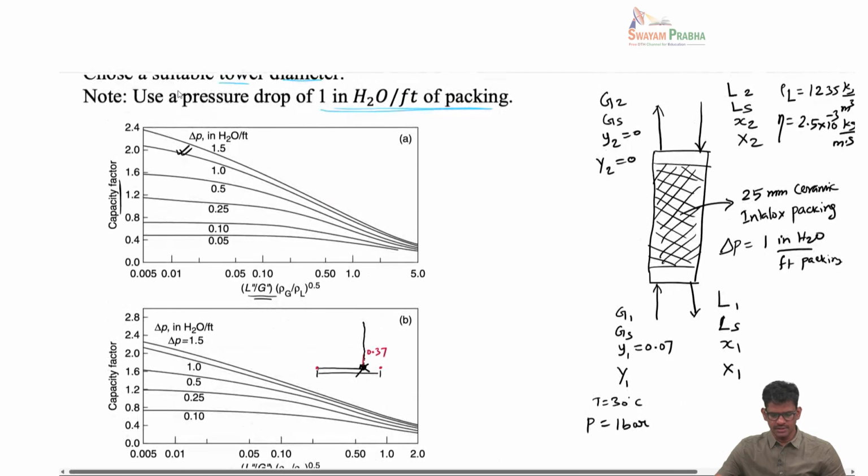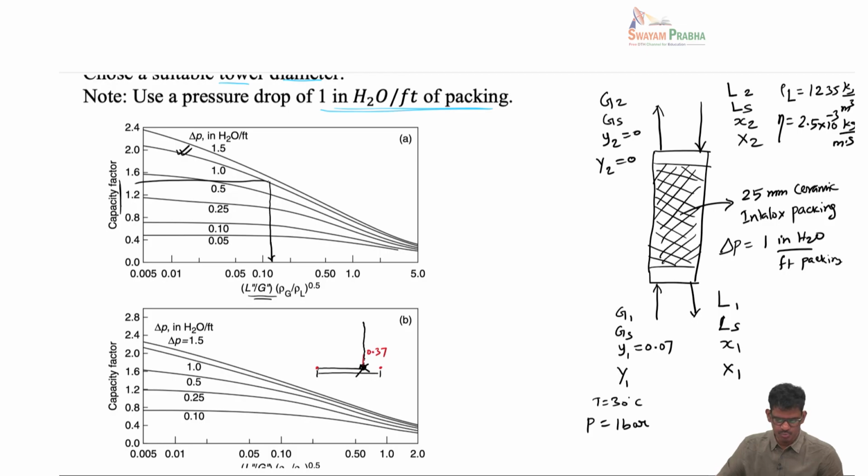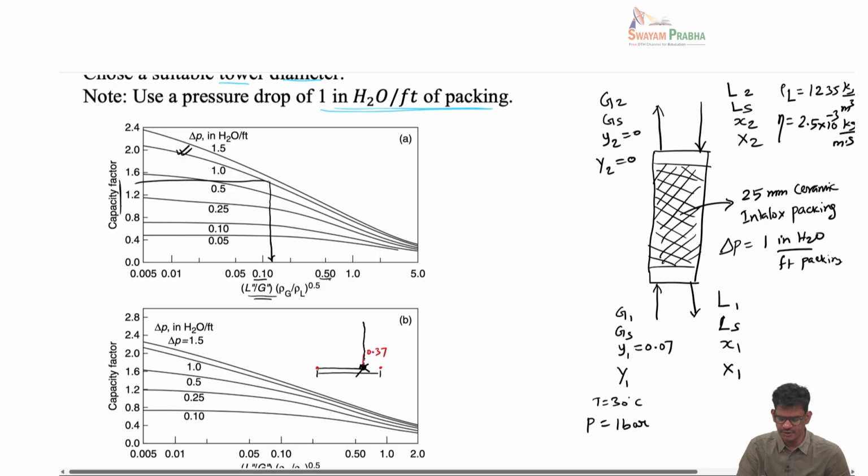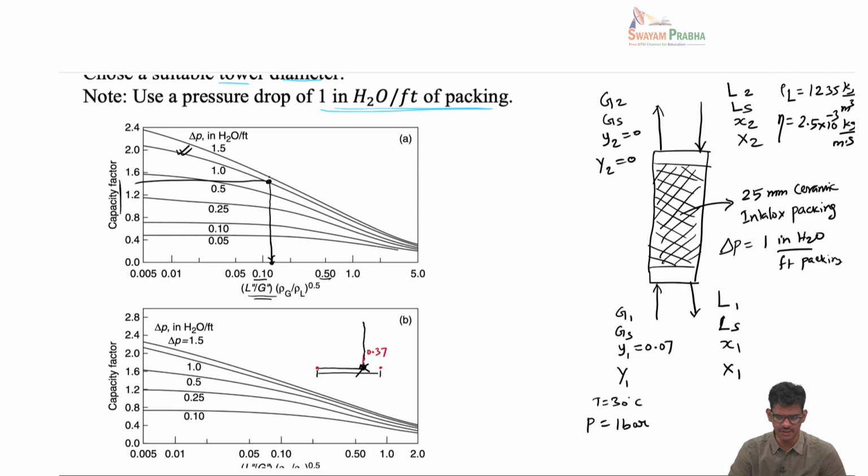So that means I have to locate this 0.12 somewhere here, and then I have to reach this curve, and then I have to read this point. Okay, so I mentioned something about logarithmic interpolation. So 0.12 will lie between 0.1 and 0.5. You can use this logarithmic interpolation and then locate that point 0.12 here, and then draw a vertical line, and then go to this curve corresponding to the pressure drop of 1 inch per feet curve, and then from there read the value of capacity factor.